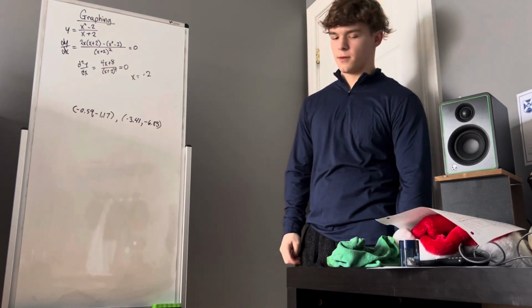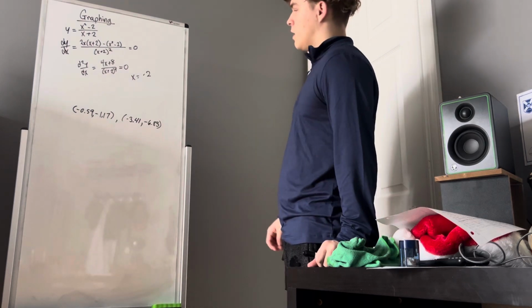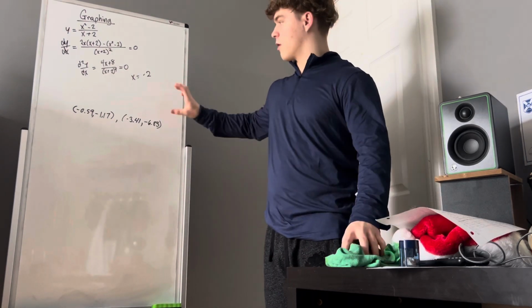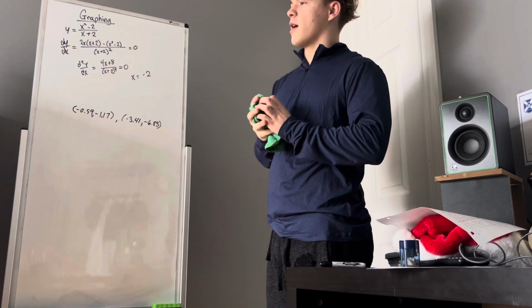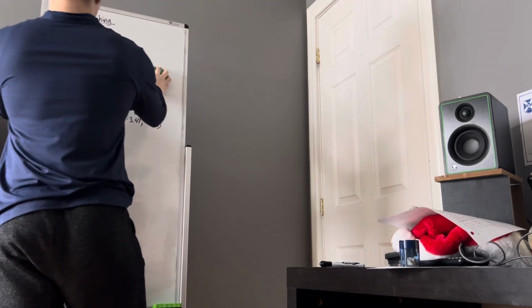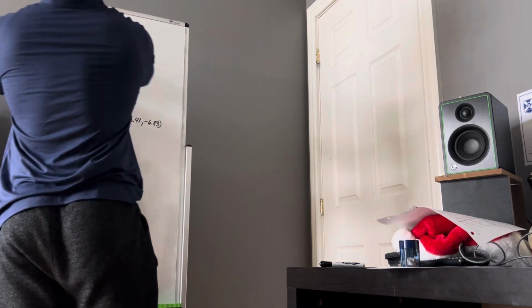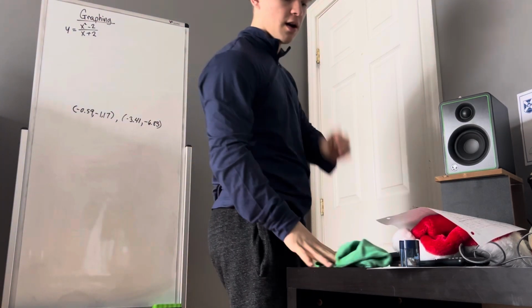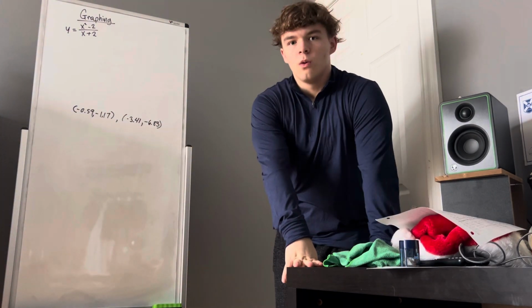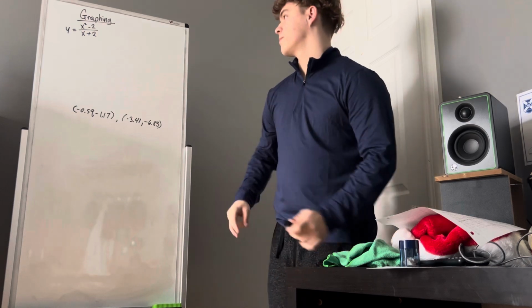So this tells us we have our critical points here. We have our, it's going to end up being an asymptote actually. And so what we want to ask now is, what's this asymptote doing?